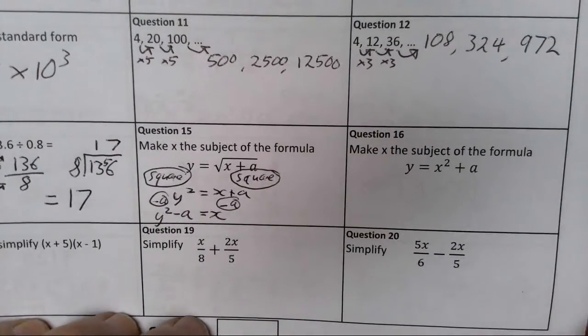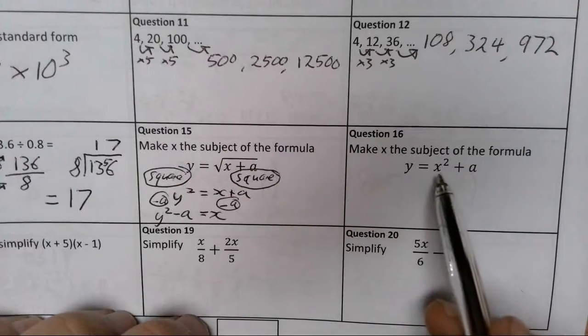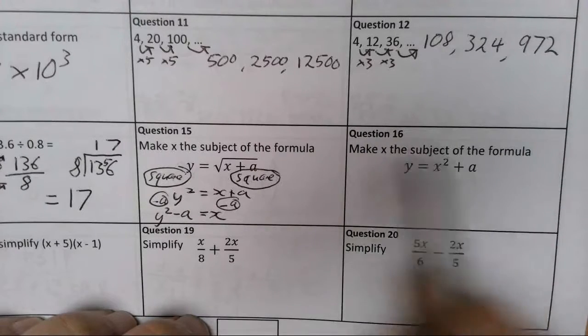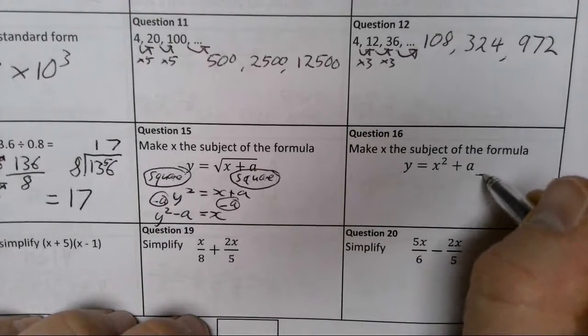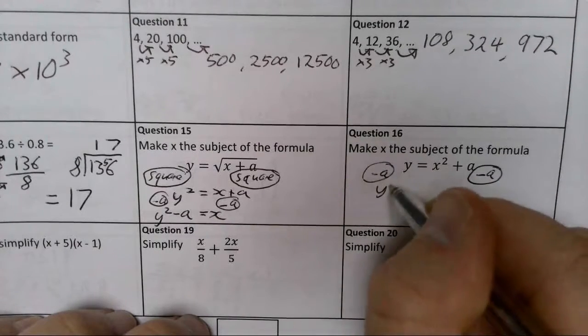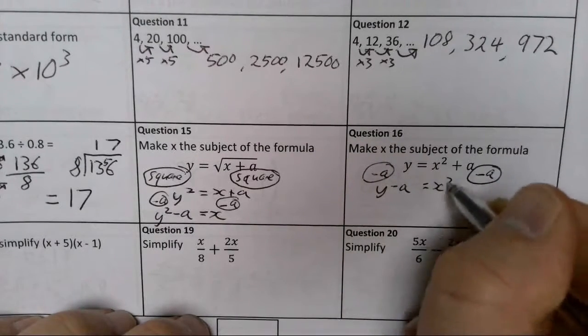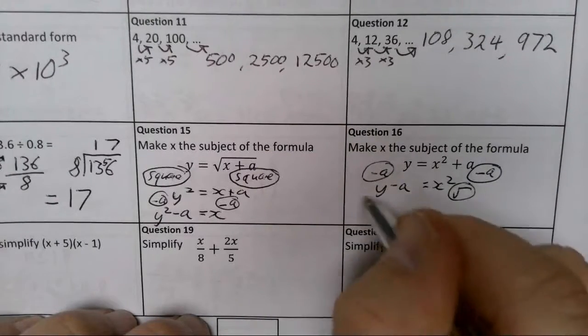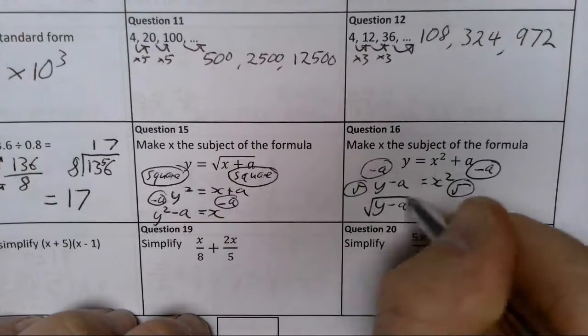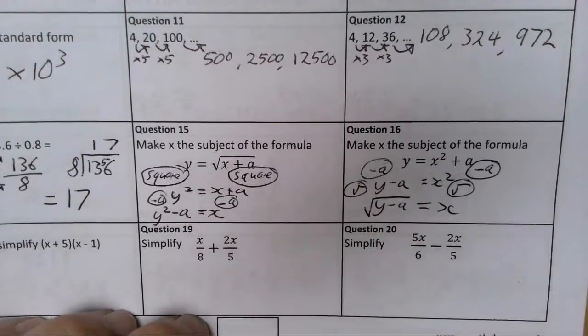And with this next one here, x squared plus a, this time think about how x has been packaged up. It's been squared first and then a has been added to it. To get back at it, I'm going to have to reverse that process. So I'm going to take a away from both sides. Gives me y minus a equals x squared, and then I'm going to take the square root of both sides. So that gives me y minus a, the square root of that, equals x.